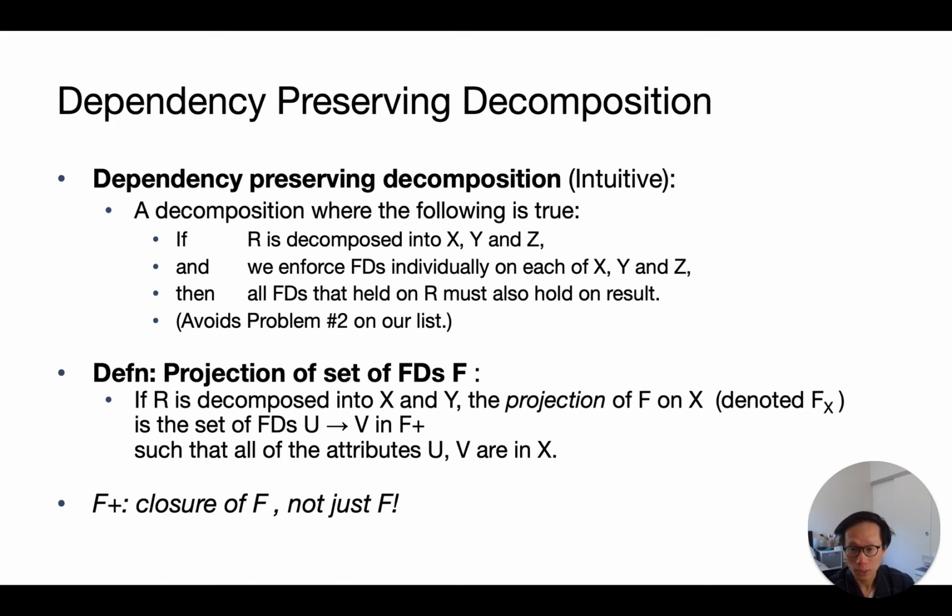It is important that you do this on the full closure of F, not just on F, as otherwise you don't get this right. So a projection of a set of functional dependencies is anything that could possibly be applied to the columns in the decomposition.